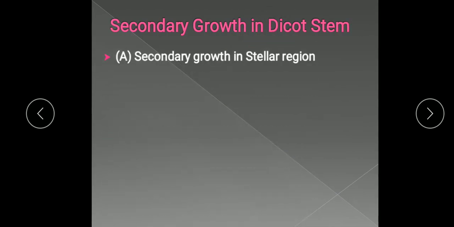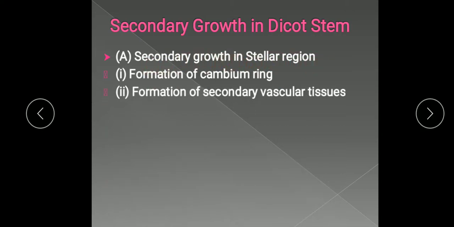Let me see what are the steps involved in the secondary growth in dicot stem. Mainly we will study the secondary growth in stelar region and secondary growth in extrastelar region. Stelar region means the region where the xylem and phloem are present, inner side of the endodermis. Secondary growth in stelar region involves these steps: formation of cambium ring, formation of secondary vascular tissue, and formation of medullary rays.